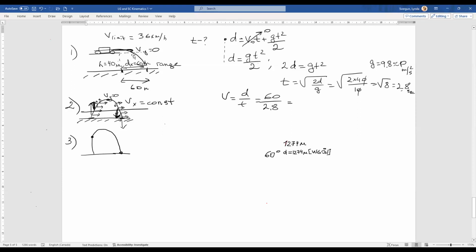Okay, so 21.4 meters per second. Okay, and now we want to be precise to compare those two speeds. So how to compare speed limit 36 kilometers per hour and this speed 21.4 meters per second? What can we do? What do you think?